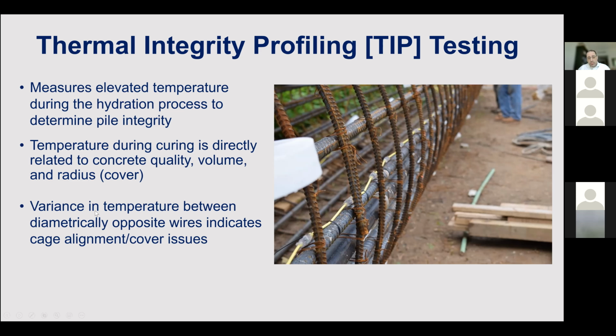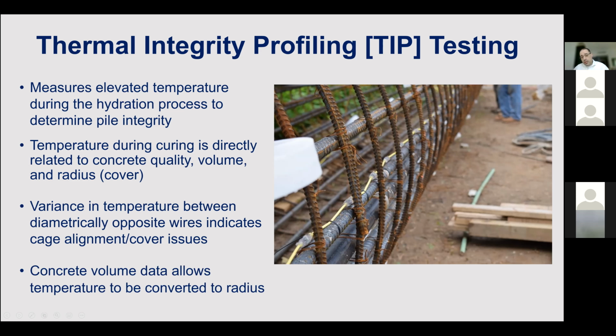And the variance in temperature between diametrically opposite wires, because in the end, instead of access tubes, you put thermal wires with thermal sensors that you thread along the longitudinal reinforcement. The measured temperature between opposite wires can give you an indication about cage misalignment or concrete cover issues. This is the only method that gives you this flexibility or additional information that you can use.